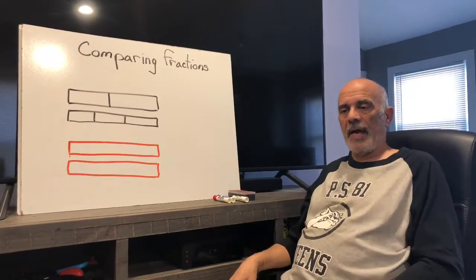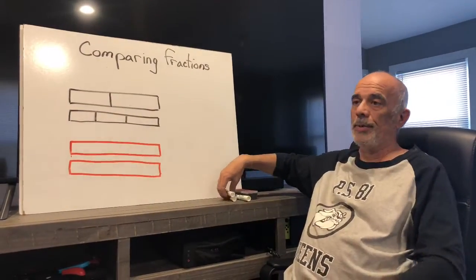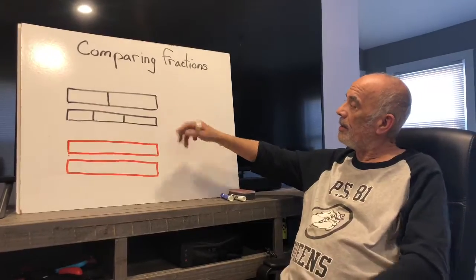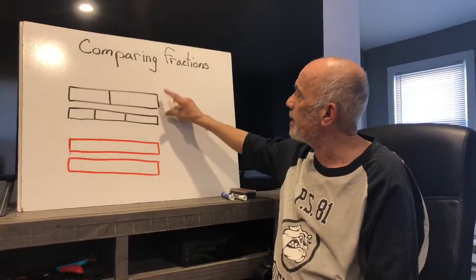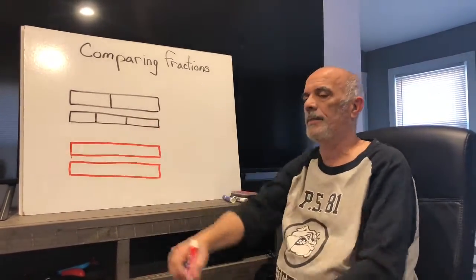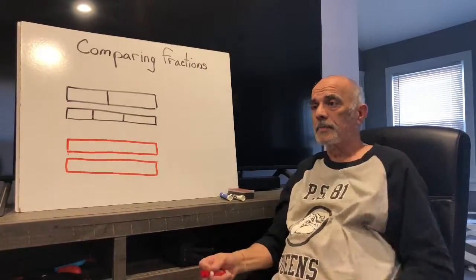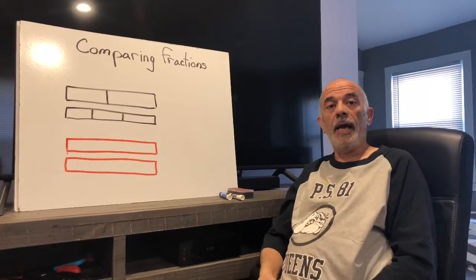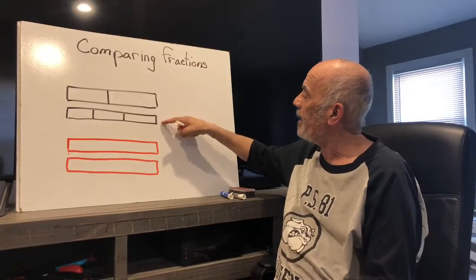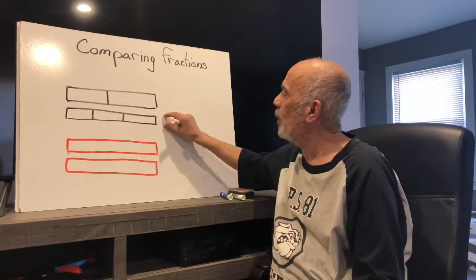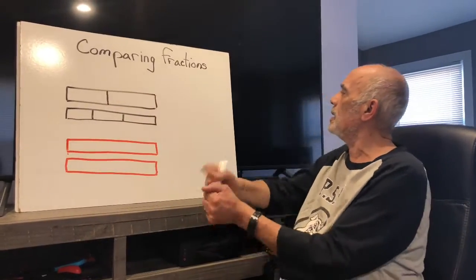Let's compare some fractions. Remember, we're going to use a model. So here I have set up two models. Two rectangles that are exactly the same size. The problem is, Maria and Rosa both had candy bars. One candy bar, two candy bars.